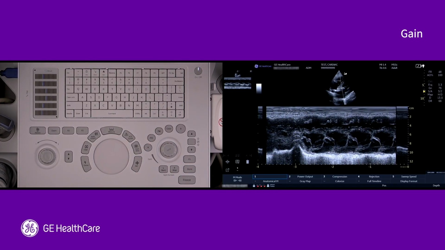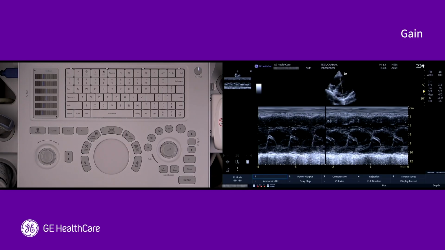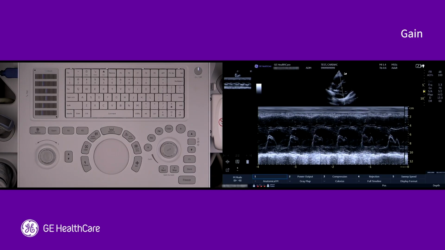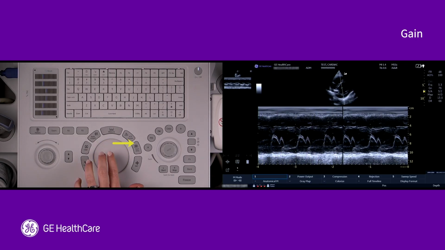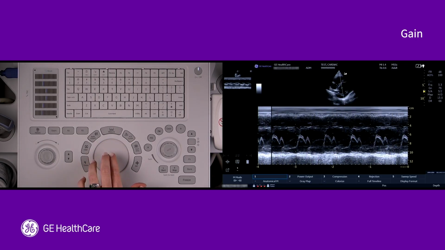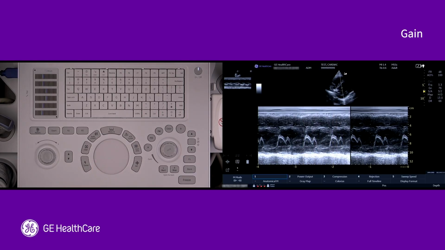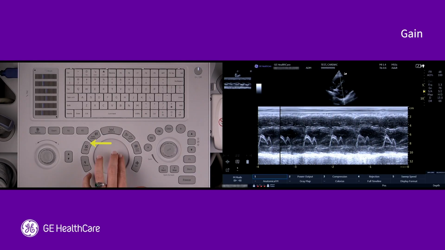In addition to using the gain rotary dial to adjust the M mode waveform brightness, you can also use 2 fingers to swipe side to side on the trackpad. Swipe to the right to increase the brightness, and swipe to the left to decrease the brightness.